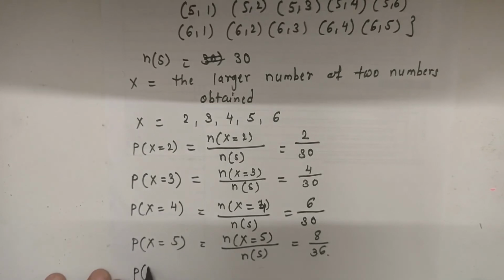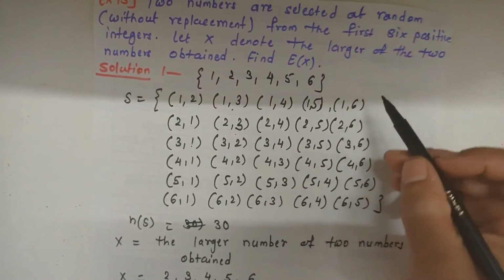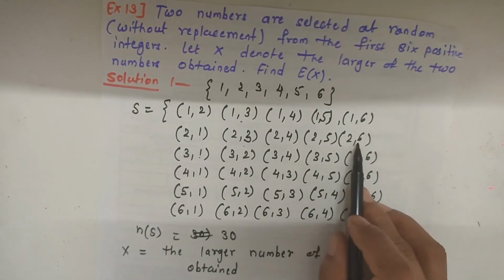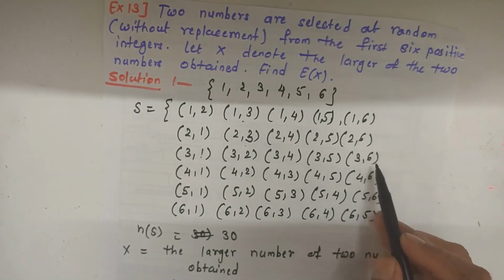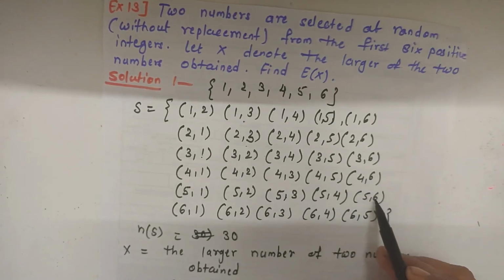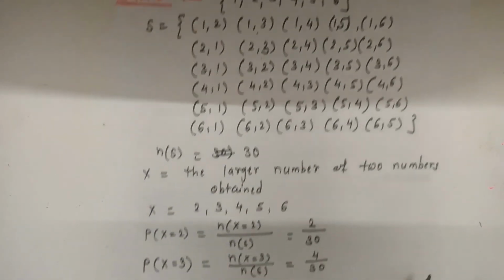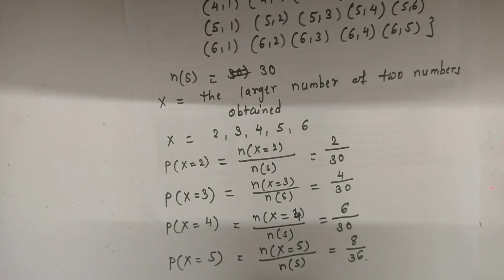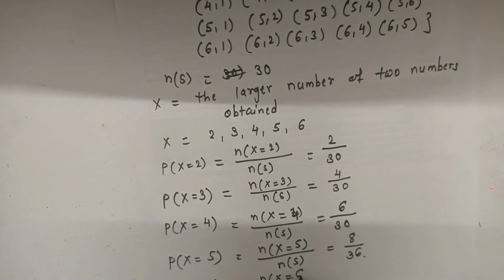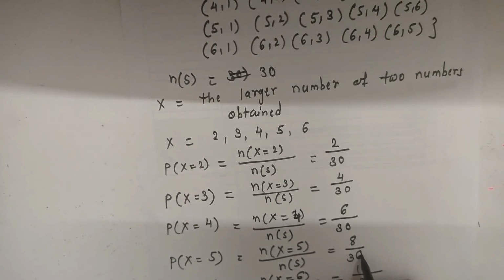Now the next possibility for x is equal to 6. Where 6 is larger, the possible ordered pairs are 10 in number. So the number of ordered pairs where 6 is larger is 10, and the probability of x equal to 6 is 10 upon 30.